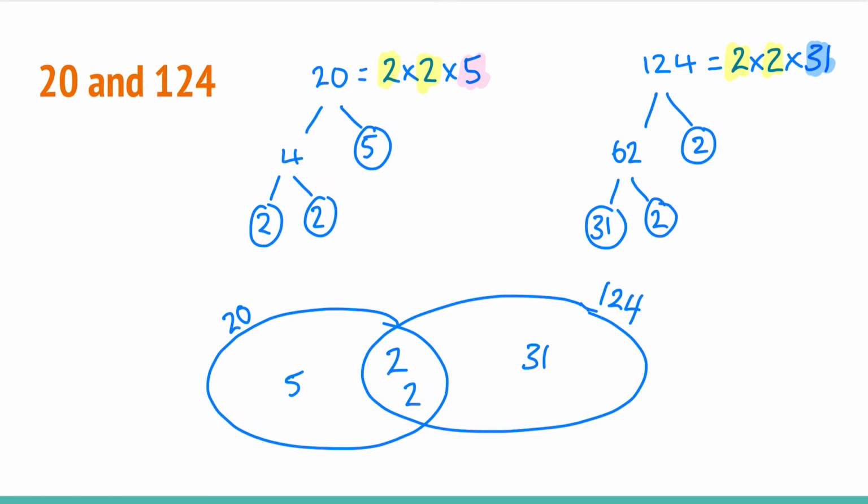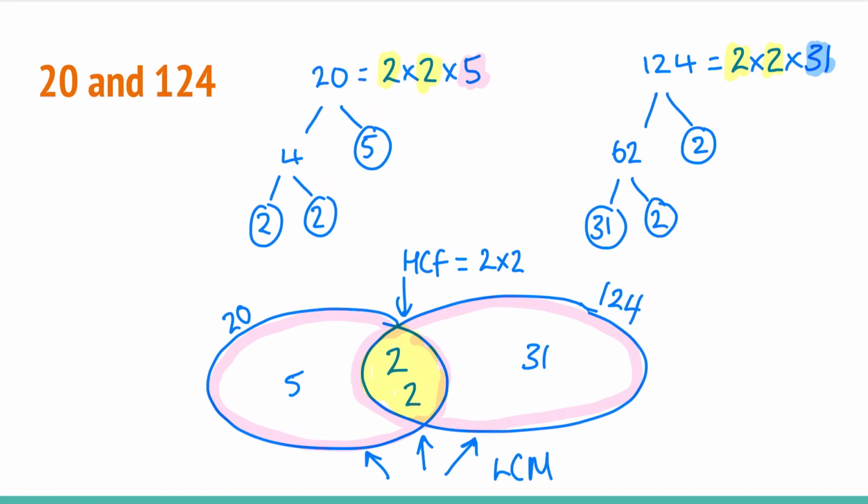So to find the highest common factor, it's everything that's in this shared area. So the highest common factor is 2 times 2. So you multiply all the numbers in that section together. And then to find the lowest common multiple, you multiply all of the numbers in every single section. So in all of the sections together, so 5 times 2 times 2 times 31. And that will give you your lowest common multiple, which you can then use your calculator to work out.